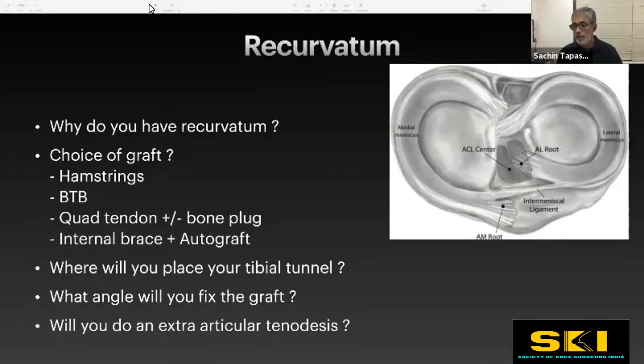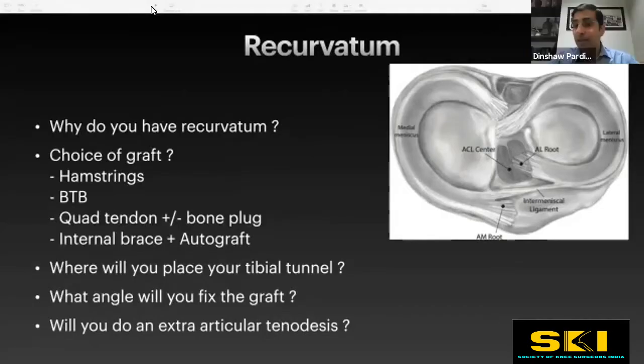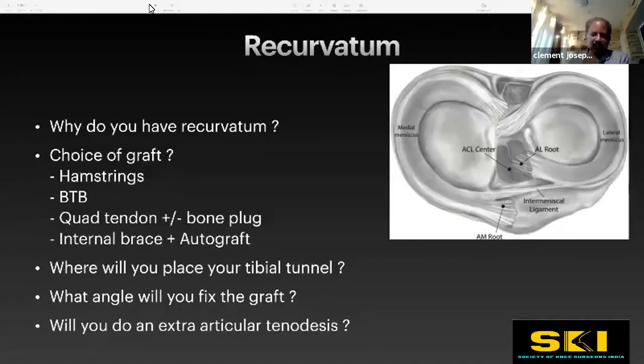Clement, you want to say something? Even at this stage, Dinshaw, you've done your ACL reconstruction. Would you examine for pivot shift after you fix the graft? And what will you do if there is some residual pivot shift after you fix the graft? At 11 years, in this scenario, you've done your ACL only with hamstrings, then you examine. If there is a residual pivot, would you change your plan? Would you add an LET for this patient?